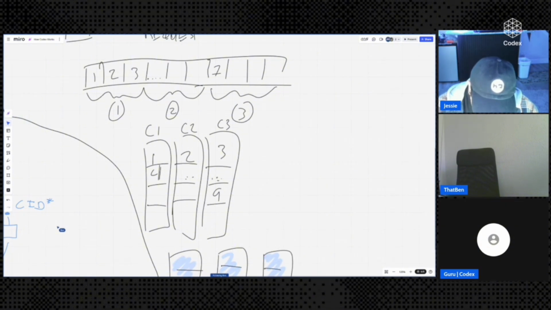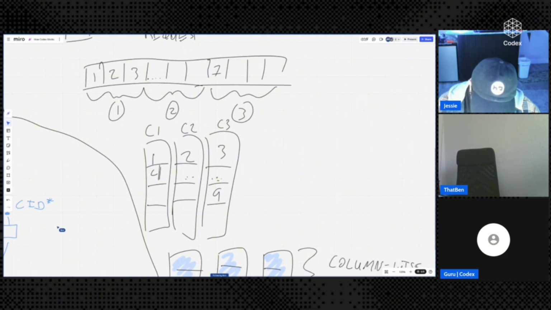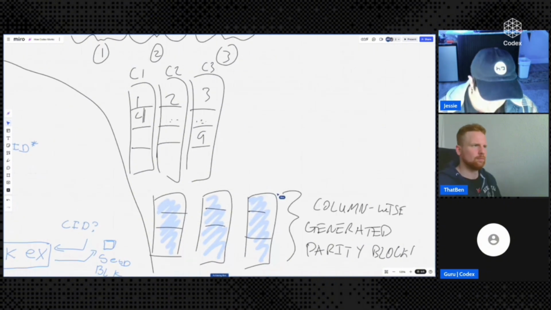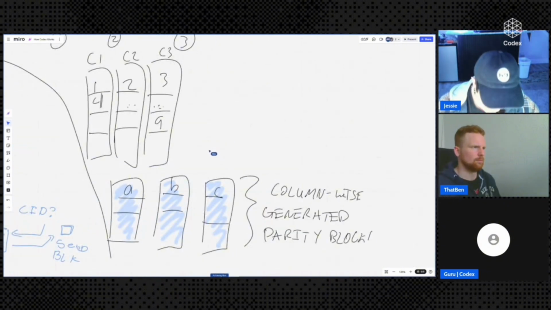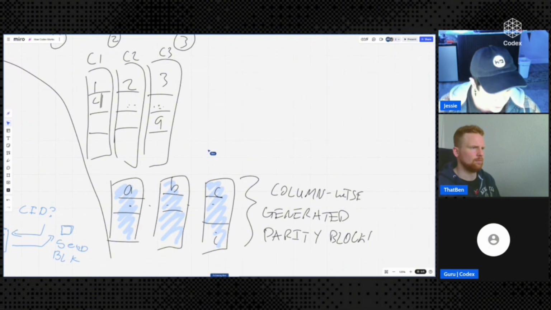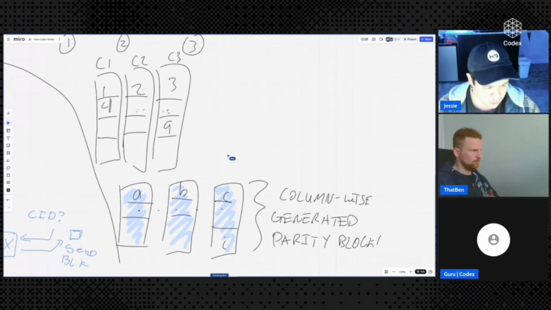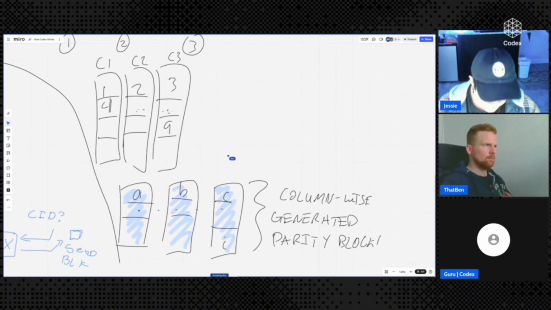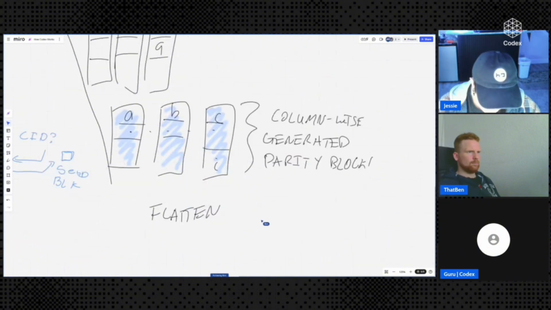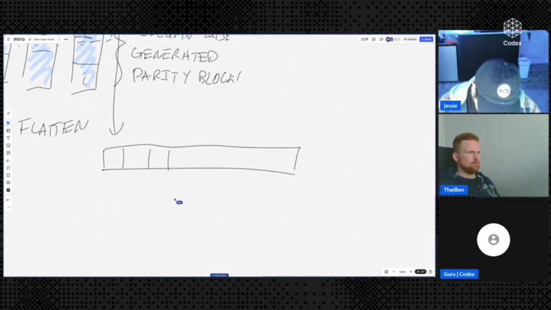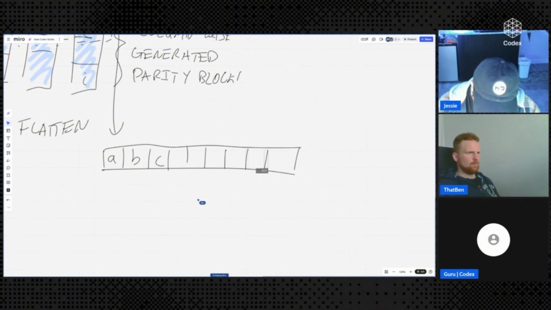All right, so these are the column-wise generated parity blocks, and we'll call these A, B, C, up until I. Then we flatten this along with the originally chunked blocks in the original data set, and we flatten everything. So we take these parity blocks: A, B, C, D, E, F, G, H, I, right?